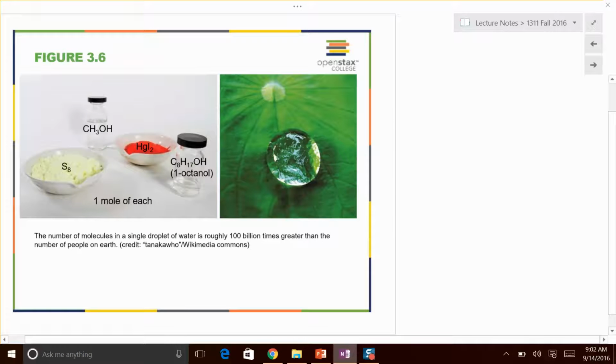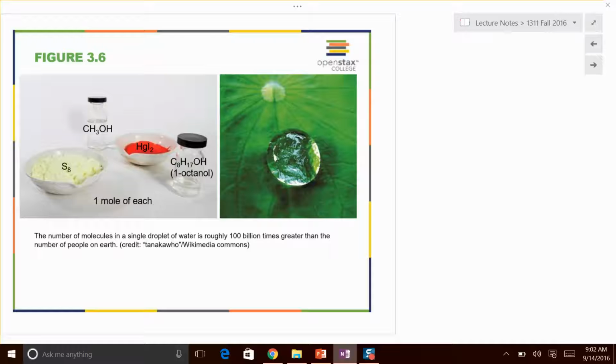Okay, so here's another example. The number of molecules in a single drop of water is roughly 100 billion times greater than the number of people on Earth. So this quantity of 6.022 times 10 to the 23rd is just mind-boggling, right? It's such a large number. That is because atoms and molecules are so small. They're so small we cannot work with them unless we have these large amounts of them.